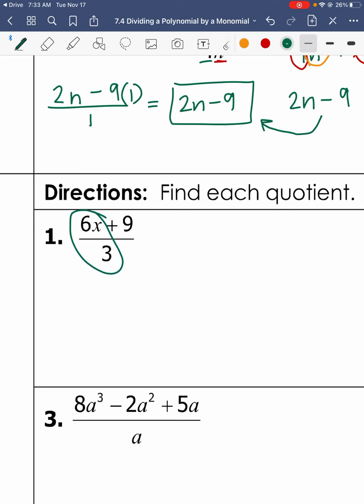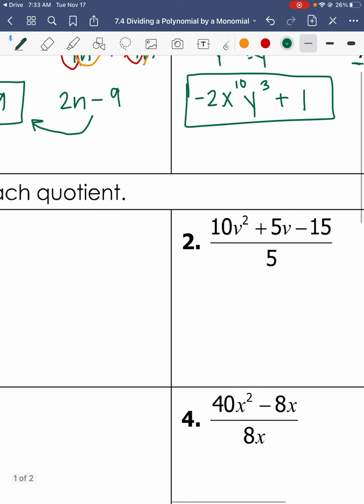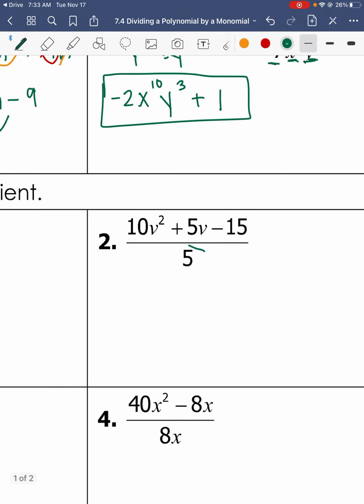Let's look at this 6x divided by 3 first. This will be 6 divided by 3 is 2, and then we'll leave the x. And then we'll look at this 9 divided by 3 here. Gives us positive 3.